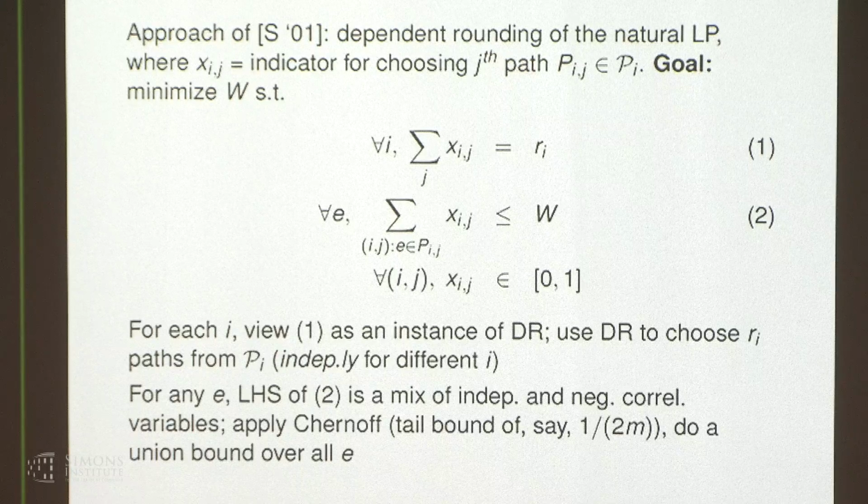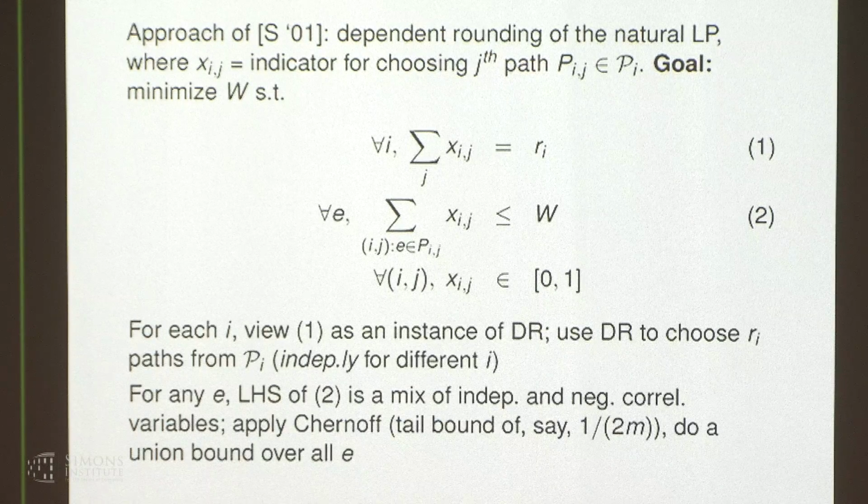You are given these values little x_ij that add up to an integer r_i. So we can round them using dependent rounding in order to get exactly r_i of them to be 1. And we do this separately and independently for all the different i's, right? So if we do that, then constraint 1 is satisfied with probability 1. And what about constraint 2?